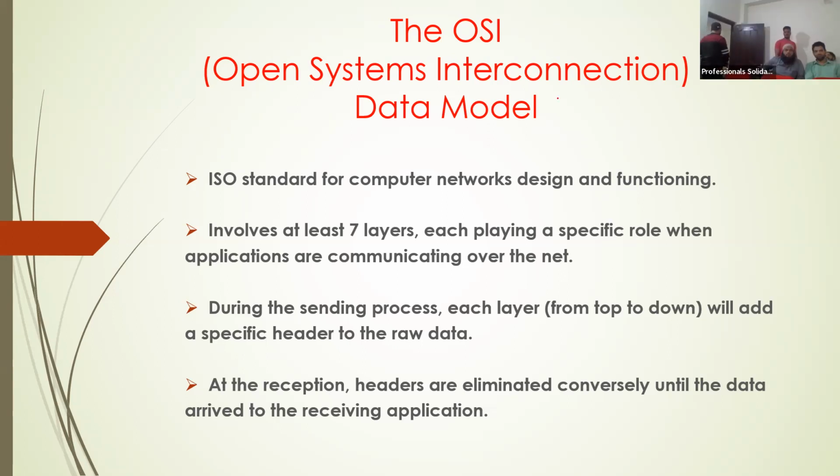Okay. So let's continue. OSI layer. So what is OSI layer? It is a framework. It is an ISO standard for computer networking design and functionality. Okay, there are 7 layers, and they all work from top to bottom. And at the reception, header elements will be there. So OSI layer, open system interconnection.